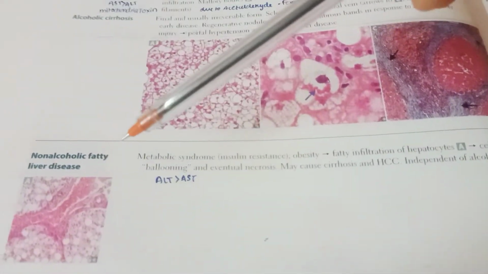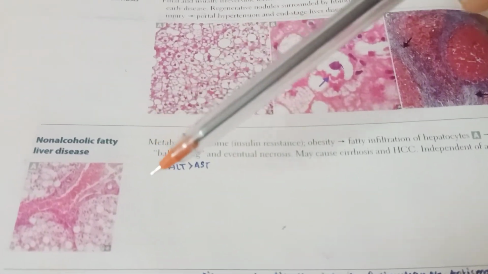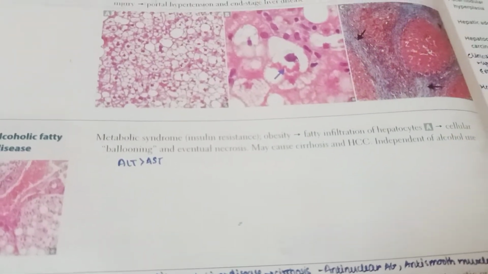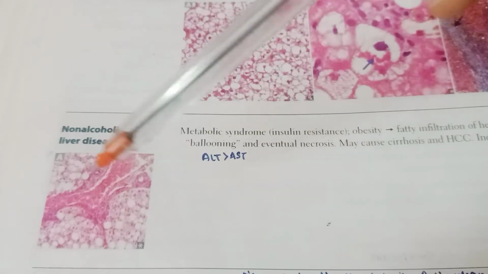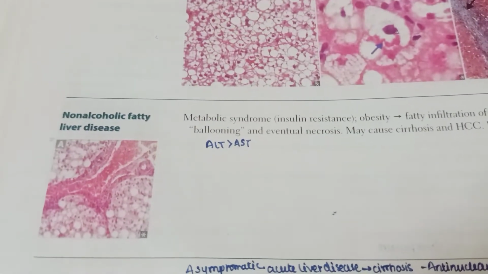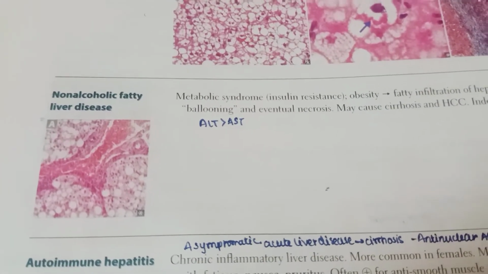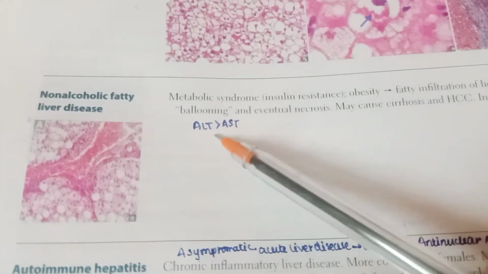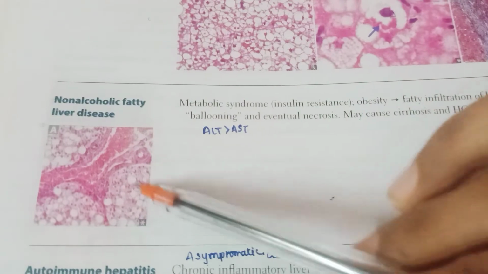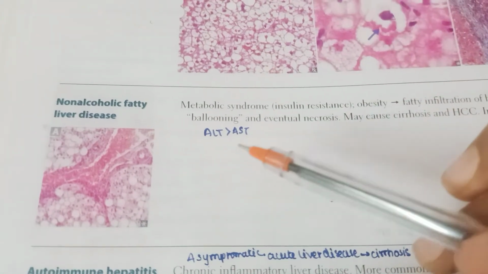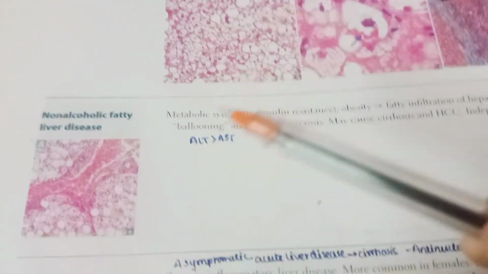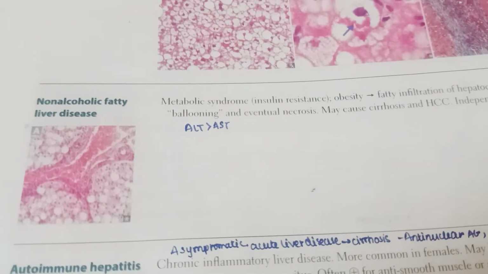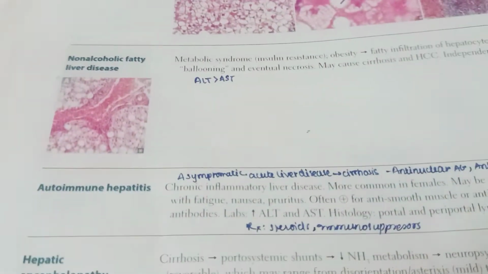Next, non-alcoholic liver disease. This is metabolic syndrome because of insulin resistance. Actually, it is seen mostly in obese patients who have fatty infiltration of hepatocytes. You can see clearly how the fat cells are completely occluding the liver, and there is cellular ballooning and eventual necrosis. Here ALT will be greater because the problem is in the cytoplasm, not directly attacking mitochondria. Alcohol will attack the mitochondria, so it may cause cirrhosis and also hypertrophic cardiomyopathy, and it is independent of alcohol use.